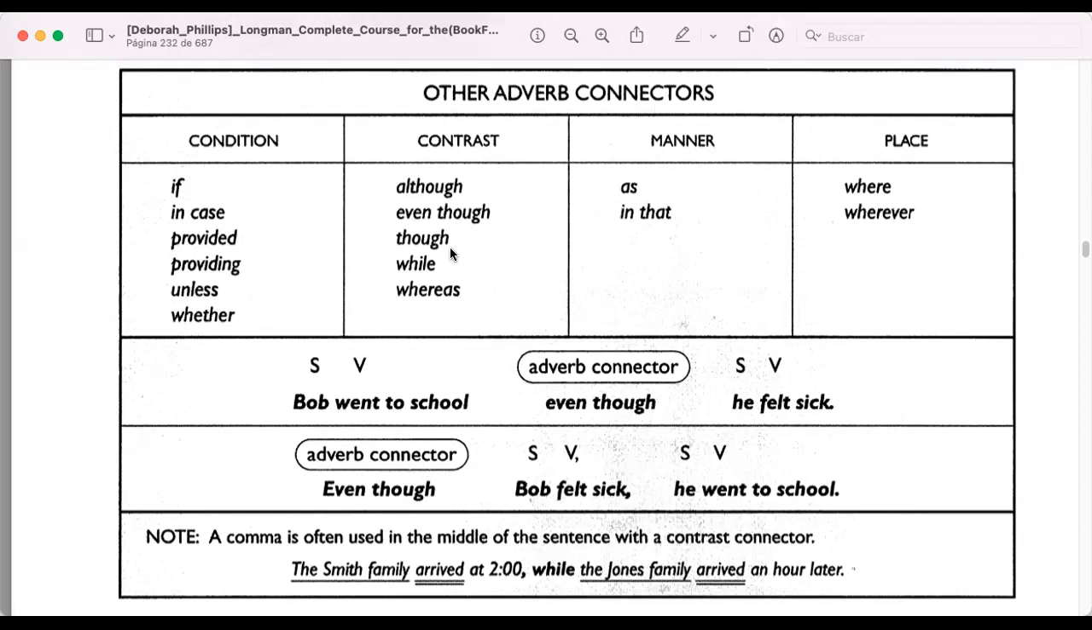Just let me tell you one thing. The comma is often used in the middle of the sentence with a contrast connector. The Smith family arrived at 2, comma, while the Jones family arrived an hour later. It's very common to use a comma before you use the connector, in this case, contrast. Do you get it, my friend? Yes, it's very easy, I guess.